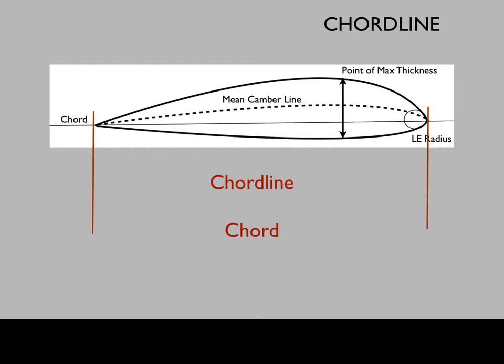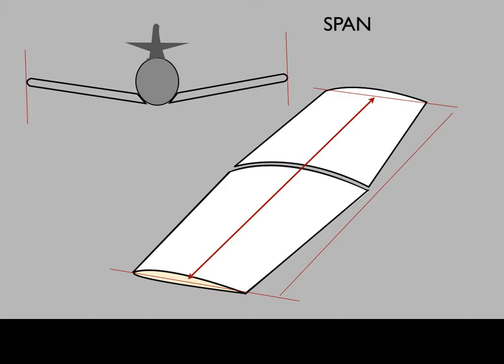Wing span is the wingtip to wingtip distance of any wing, which is as shown. I have shown a frontal view and a wing standalone view just to give you a good idea as to what the wing span is.